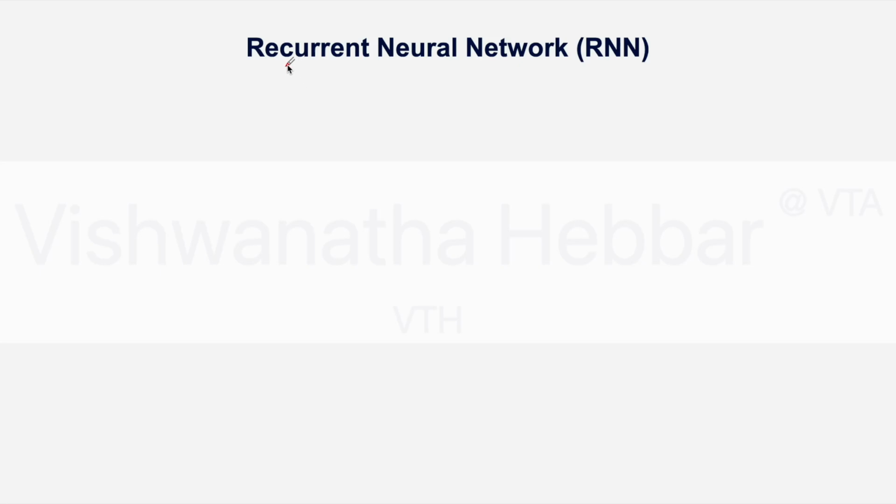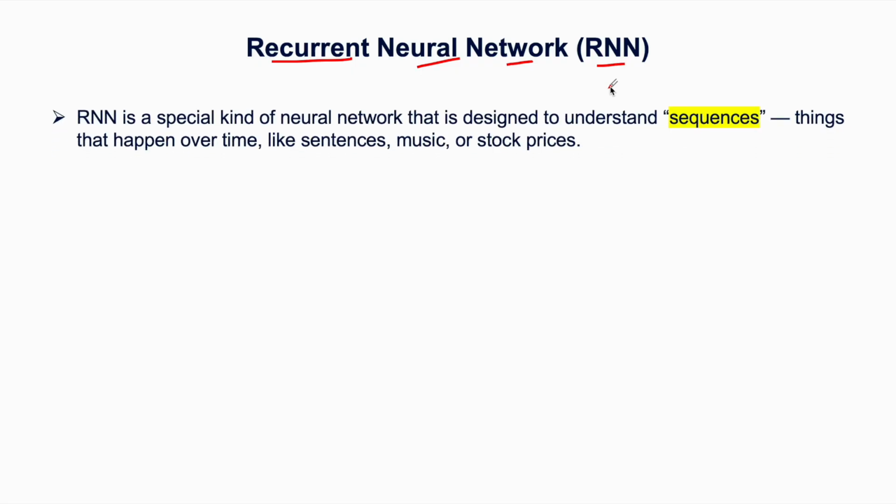Hello, welcome. Let us understand about one more type of neural network called recurrent neural network or RNN. A recurrent neural network is a special kind of neural network that is designed to understand sequences. Sequences means things that happen over a time, like sentences, music, even stock prices. Main thing about RNN is it can understand the sequences.